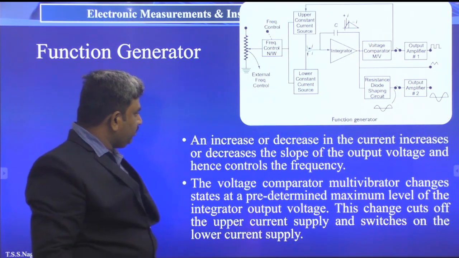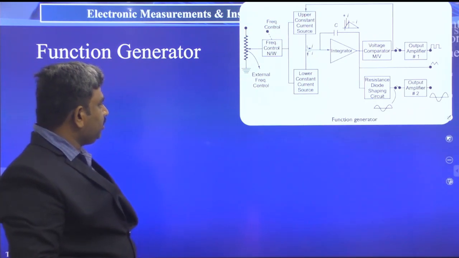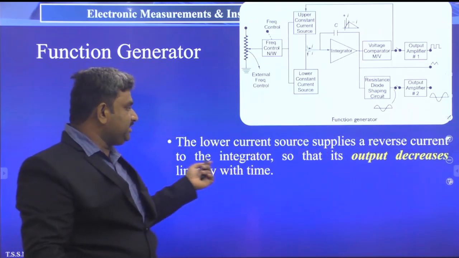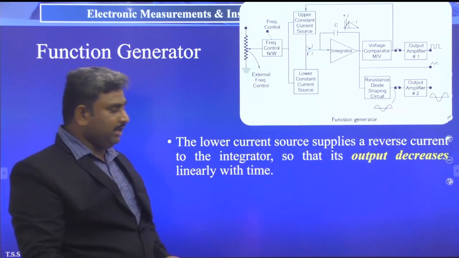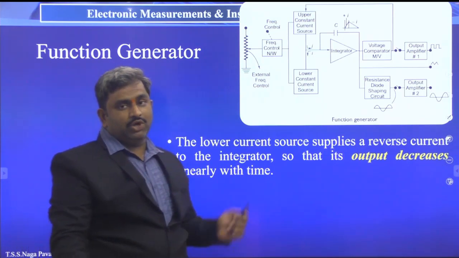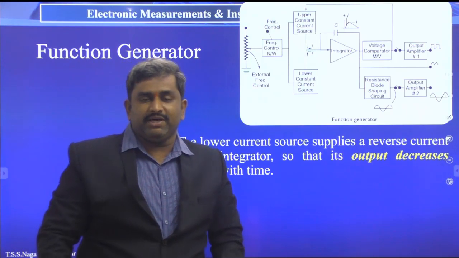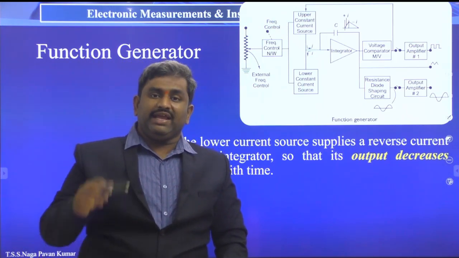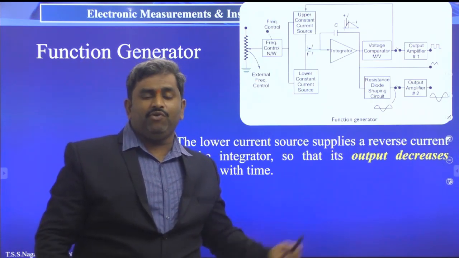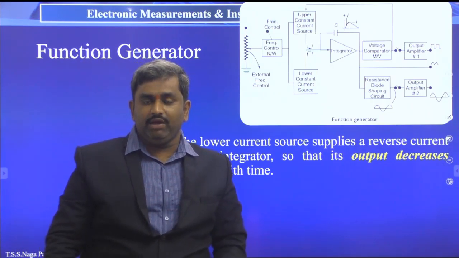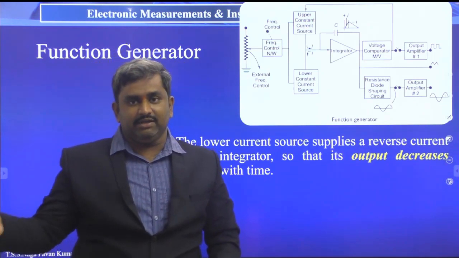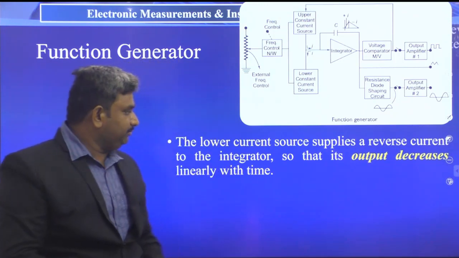So before that we have to discuss one more point about the lower constant current source. The lower constant current source supplies a reverse current to the integrator and the output decreases linearly with time. So the upper constant current source is passing some current, due to which the integrator output is linearly increasing. With the help of the lower constant current source, whichever current we are giving, with this current the integrator output voltage is continuously decreasing linearly with time.